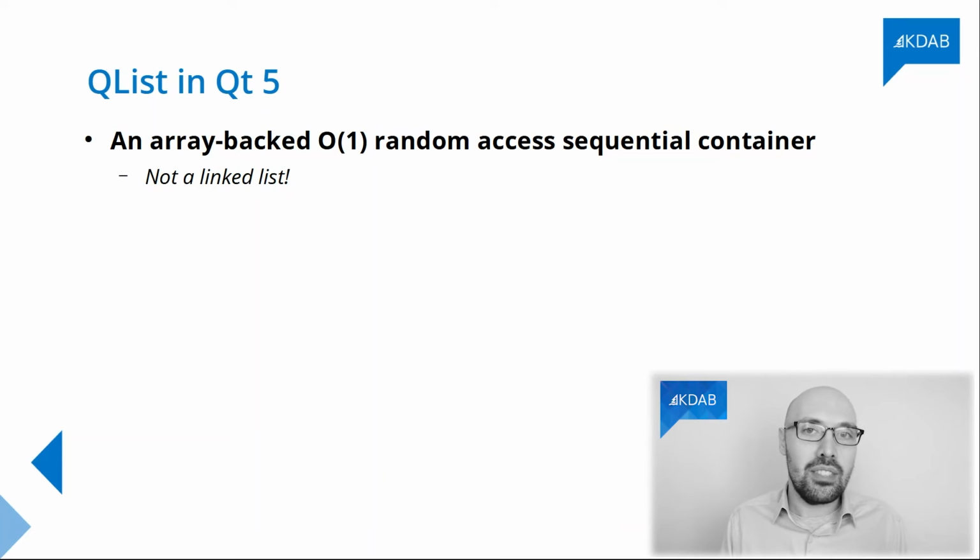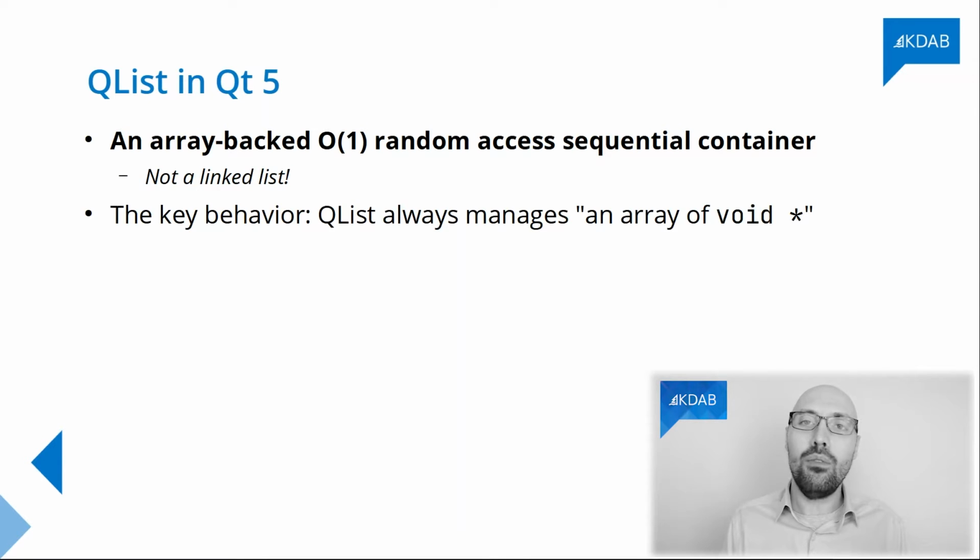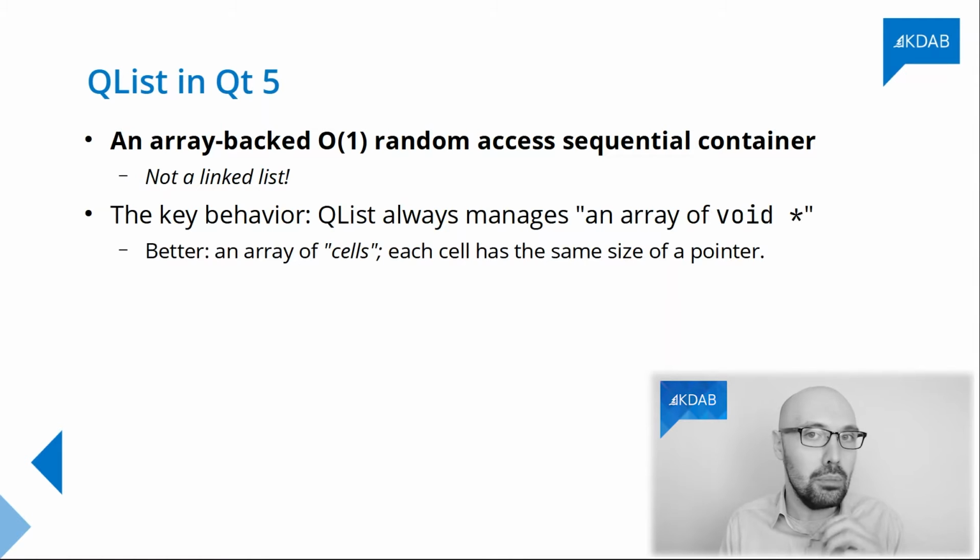But first and foremost, let's discuss this. This is not a linked list, okay? This is actually an array of something. An array of what, precisely? A QList does not necessarily contain your elements. What a QList does, really, is to manage an array of pointers. So, to be more precise or more exact, what a QList really manages is an array of cells. Okay, an array of fixed size, empty cells. Each cell has the same size of a pointer on your platform.